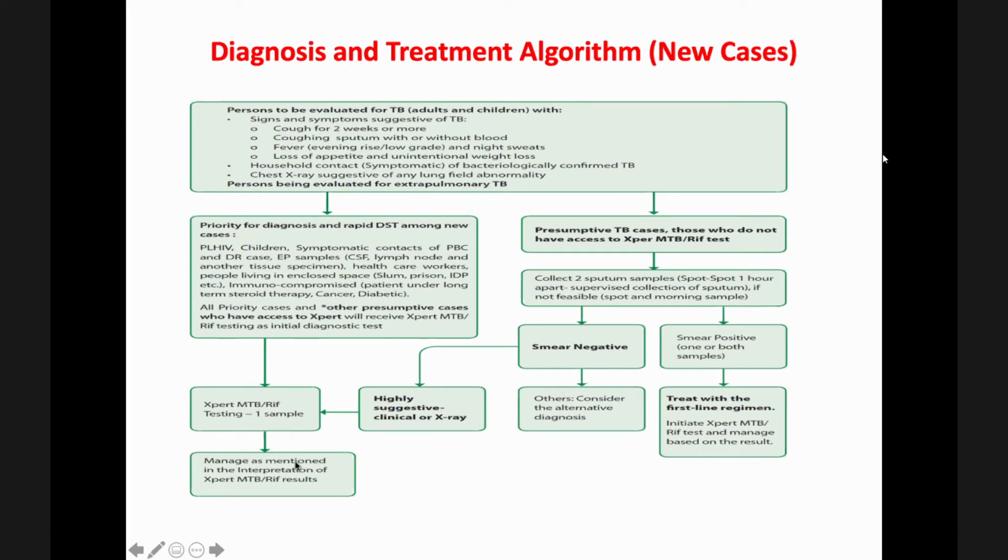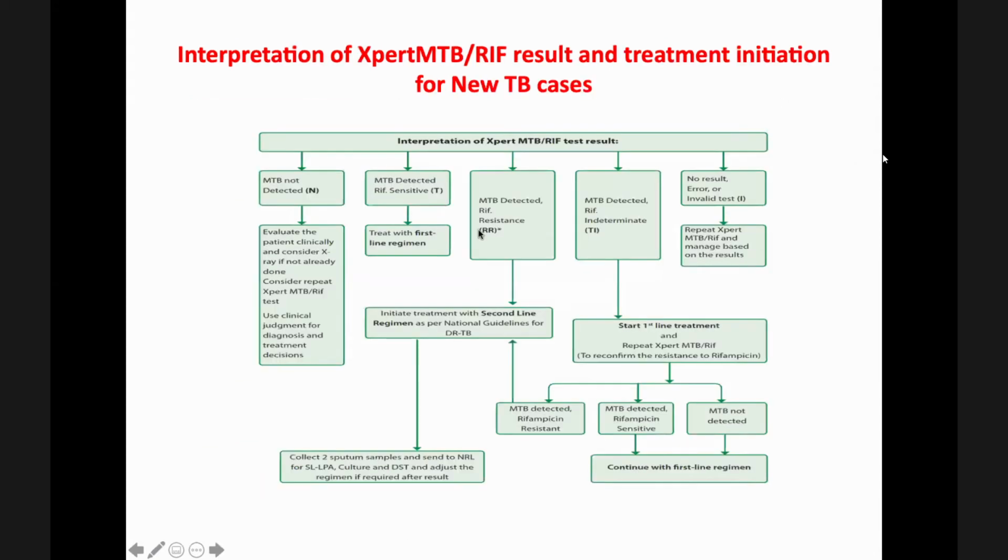All priority cases and other presumptive cases who have access to Xpert will receive Xpert MTB/RIF testing as the initial diagnostic test. So in this case, you have to go for the GeneXpert test, testing one sample, managed as I mentioned in the GeneXpert result. If we are presuming TB and they do not have access to the Xpert MTB/RIF test, collect 2 sputum samples 1 hour apart. If smear negative but highly suggestive clinically or on X-ray, you can go for repeat testing. If still smear negative, consider an alternative diagnosis. If smear positive in one or both samples, treat with the first line regimen, initiate Xpert MTB/RIF test and manage based on the result. That's how you follow the patient.